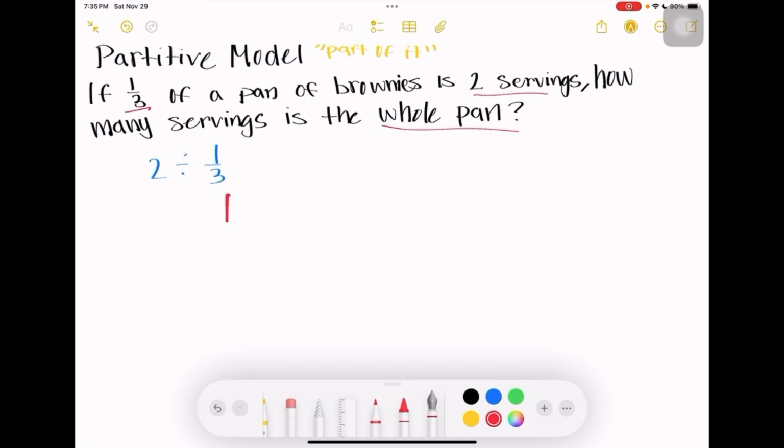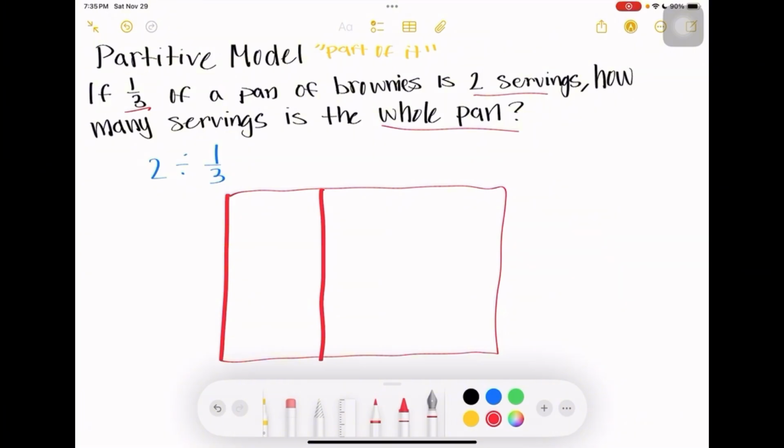For this, we're going to draw a rectangle. Once we have our rectangle, we are going to divide it into 3 equal parts. We know that 1/3 of the rectangle is 2 servings, so we are going to label that 2 servings. If these other sections in the rectangle are the same size, then that must mean the 2/3 is also 2 servings, and then the last third should also be 2 servings.